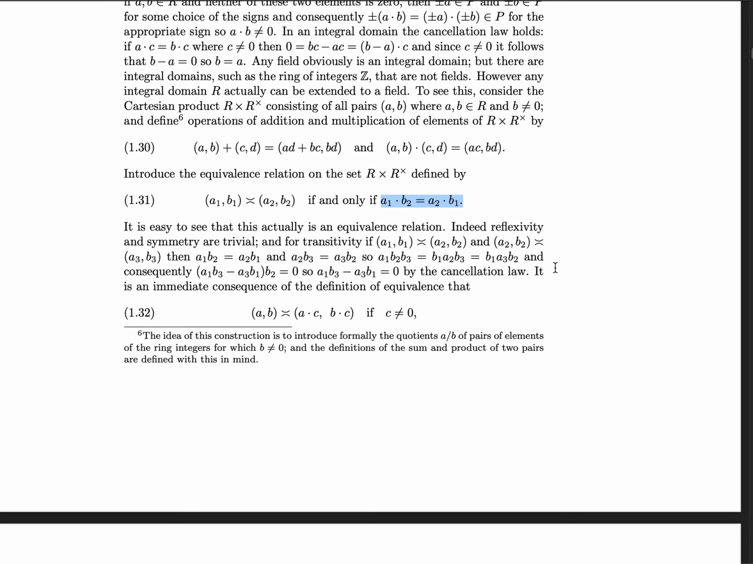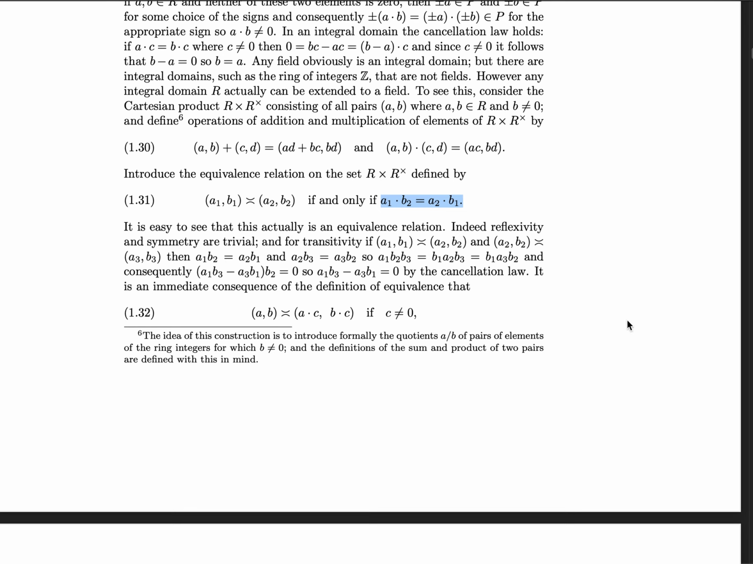It is easy to check that this is actually an equivalence relation. It's reflexive and symmetric just by looking at it. But for transitivity, if we have (a1, b1) equivalent to (a2, b2) and (a2, b2) equivalent to (a3, b3), then a1b2 is equal to a2b1, and a2b3 is equal to a3b2. So if we multiply the first equation by b3, we get a1b2b3 is equal to b1a2b3 is equal to b1a3b2, and therefore we can subtract terms to the left and we get (a1b3 minus a3b1) times b2 is equal to 0.